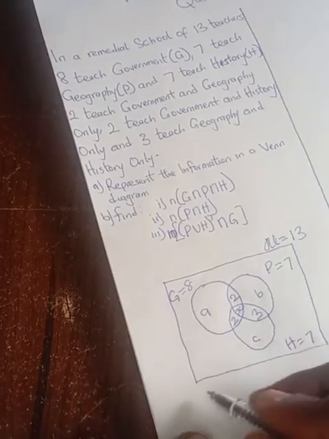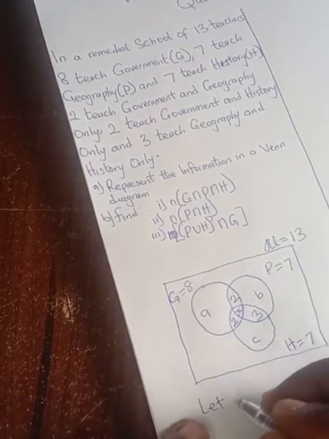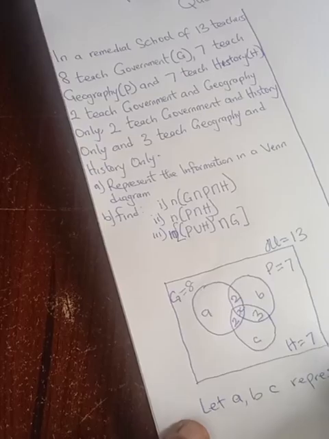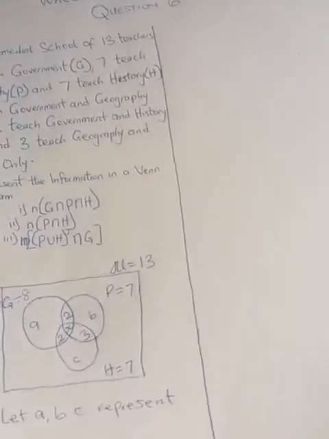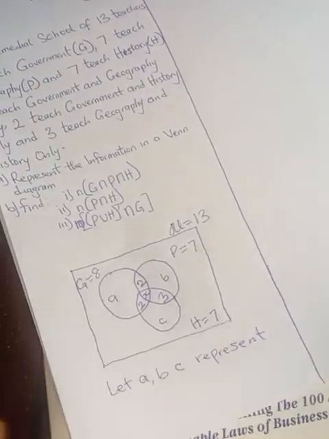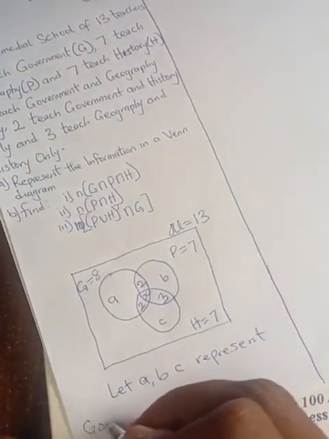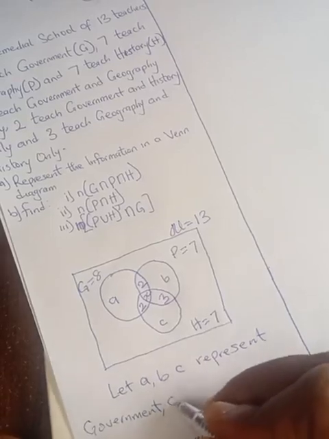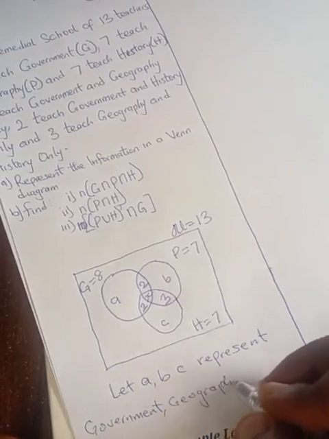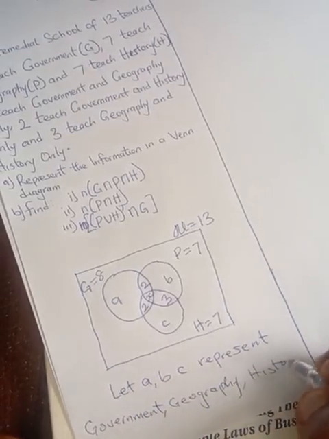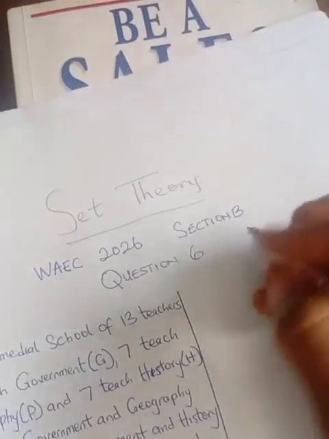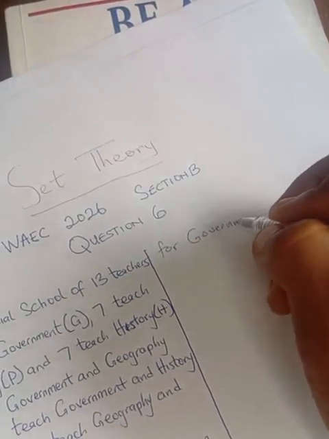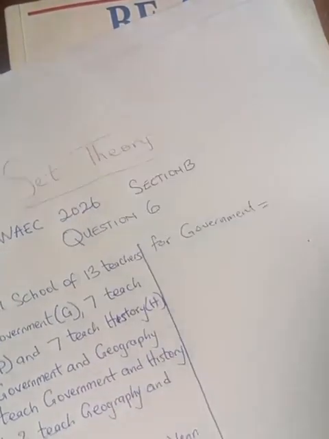Hope you are following me. Let A, B, C represent government, geography and history respectively. So we have to find them. Let's come to this place. For government, follow me please. You are free to ask questions, and you have so many ways you can get to this answer.